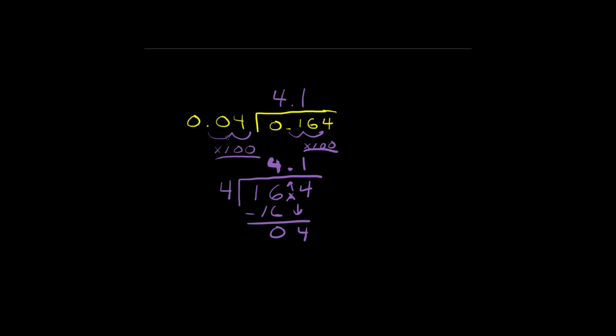So however many decimal places you're moving it on the outside to get a whole number, you have to do to the inside is kind of the rule there.